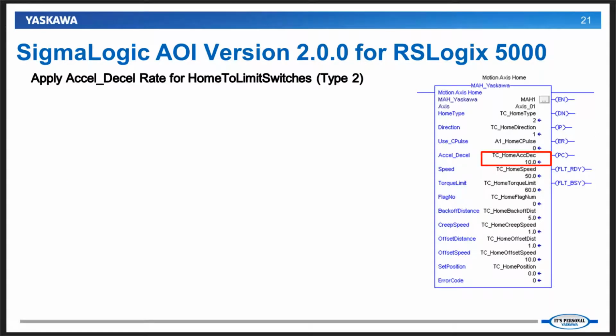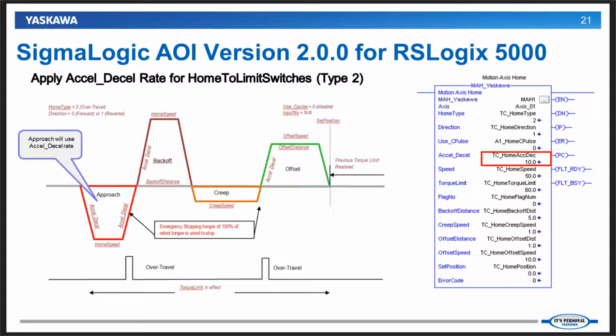There is a small minor change that we made to home type 2, which is home to limit switch. The difference is the approach phase here now uses the axial decel rate that you enter here. Before that was not the case. The users were not able to control the axial decel during the approach phase, resulting in over torque limit. Now the users can control the axial decel rate during approach phase. So the sequence just worked the same as it was before. There is no change in the way it works.